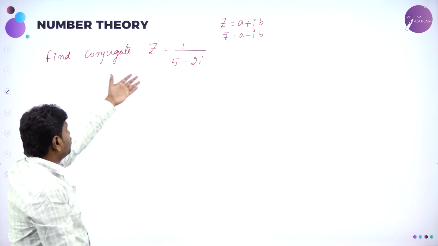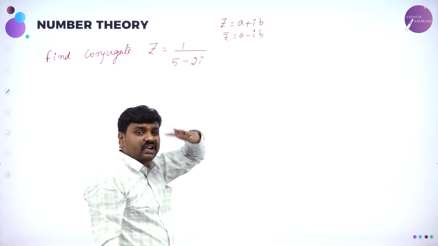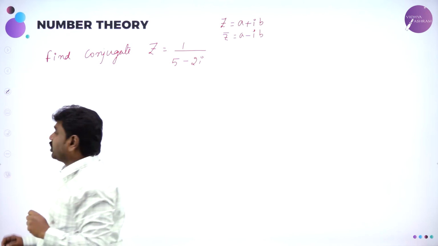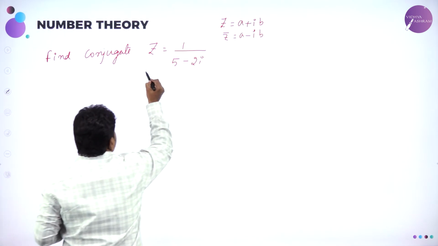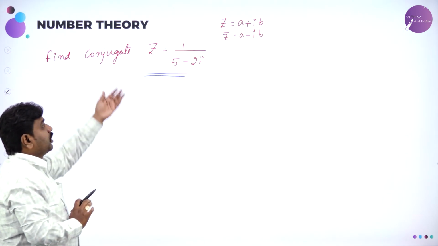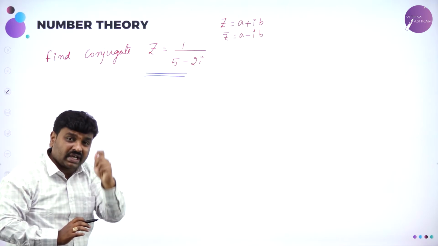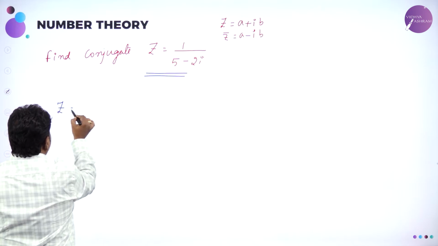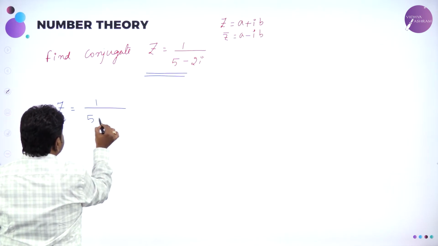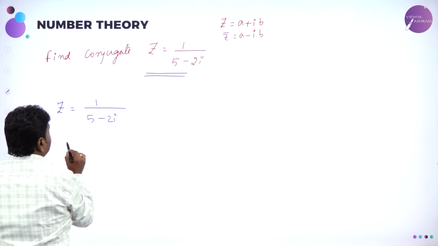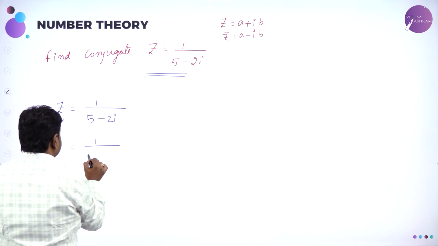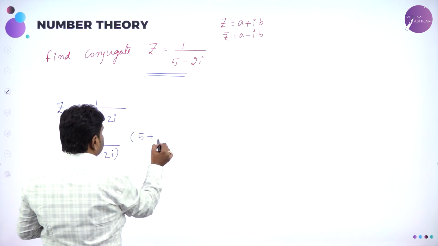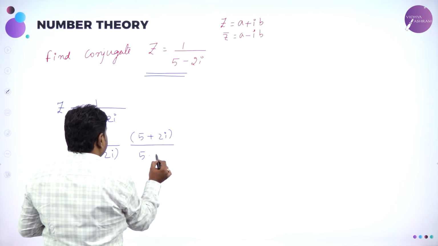My dear student, if you want to write the conjugate, first the problem should be in a plus ib form. So now the given problem is 1 divided by 5 minus 2i. It is not in standard form. First you convert it into a plus ib form, and then you can find the conjugate. Take z. What is z given? 1 divided by 5 minus 2i. Now rationalize: divide and multiply by 5 plus 2i, that is (5 plus 2i) by (5 plus 2i).